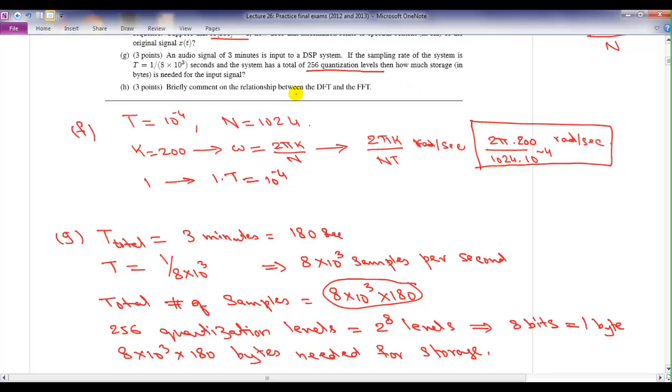And part H is something that is briefly touched upon in exam 2, which is what's the relationship between DFT and FFT, and the answer is FFT is just a faster approach to computing DFT. Right? We had some quiz question on that too in one of the Sakai quizzes.